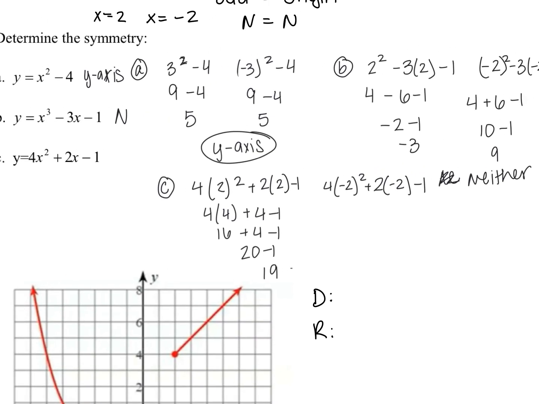Same thing here. I'm going to get 4 times 4 minus 4 minus 1. 16 minus 4 minus 1. And I'm going to get 12 minus 1, which would give me 13. Again, neither.